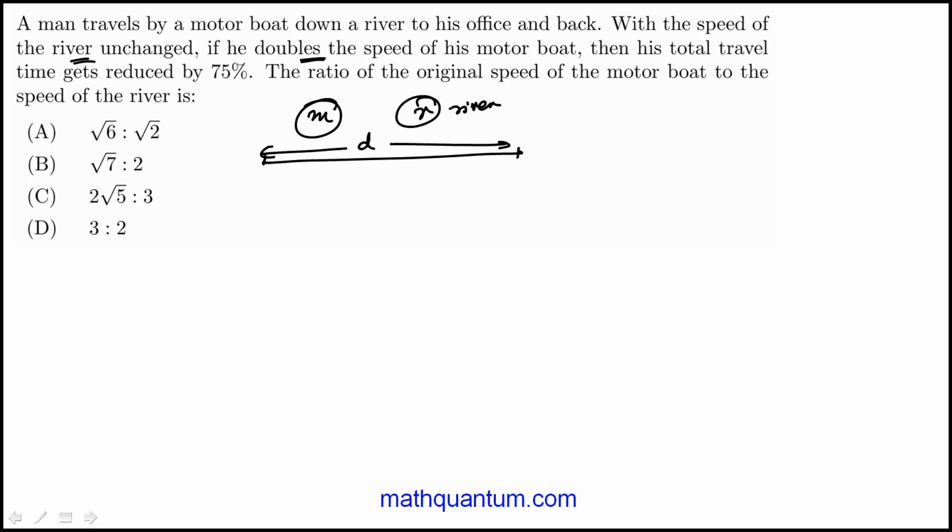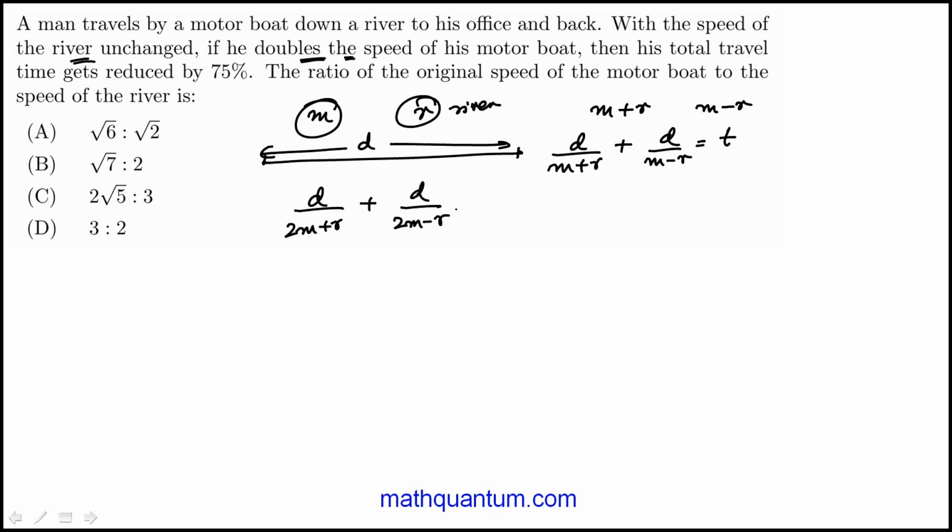They don't tell you which direction, but in one case, the speed would be M plus R. The other would be M minus R. So the total time would be D over M plus R plus D over M minus R. So this is our T, the base case. Now, we're told that if you double the speed of his motorboat, then the time would be D over 2M plus R plus D over 2M minus R, and this is your T, new time.